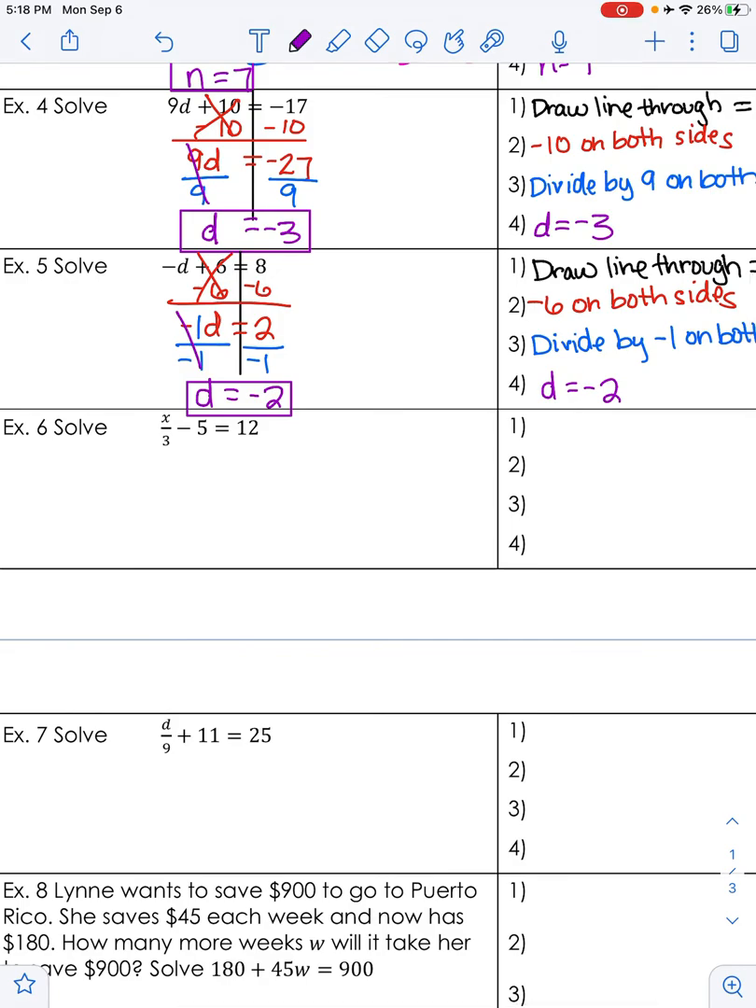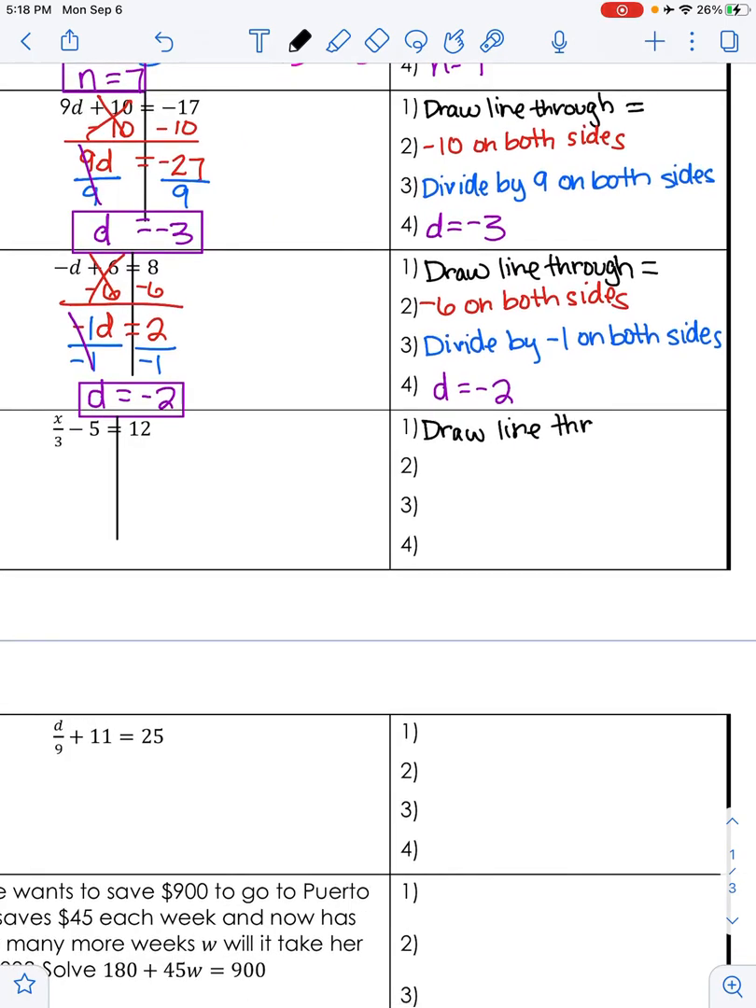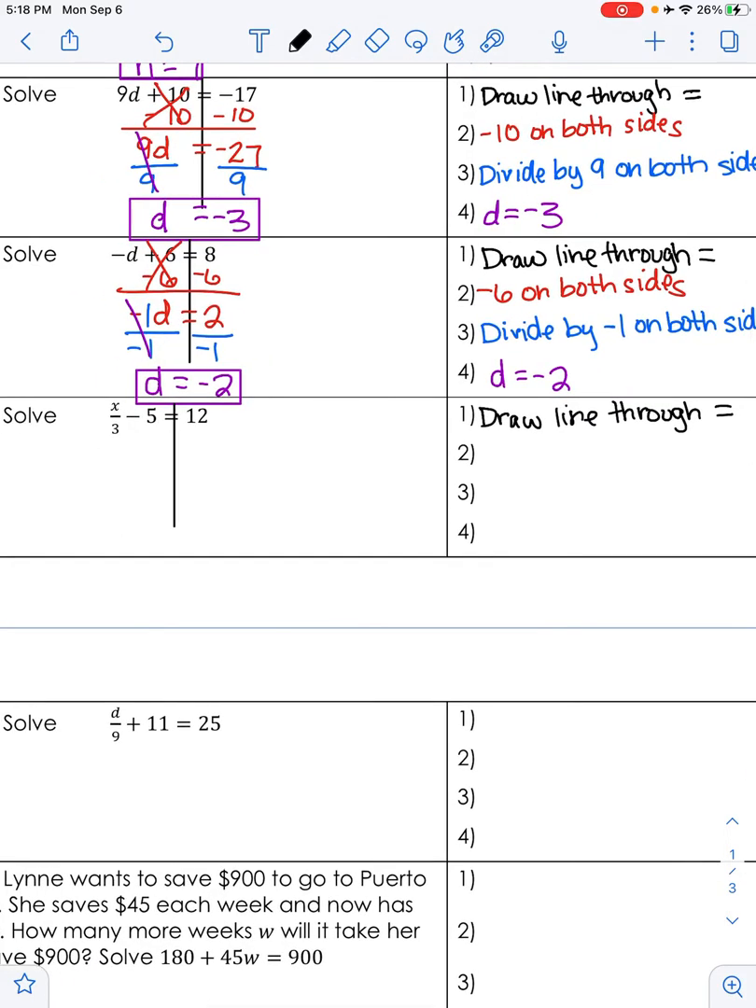Looking at example 6, we're switching it up a little bit to make it fun. So again, step 1, draw a line through the equal sign. And I know that the steps seem repetitive, but I promise when you look back at your notes, they're going to be there to help you. Okay, so we're going to start by moving our constant. So that's the negative 5. Opposite of negative 5 is plus 5 plus 5. So we added 5 to both sides.